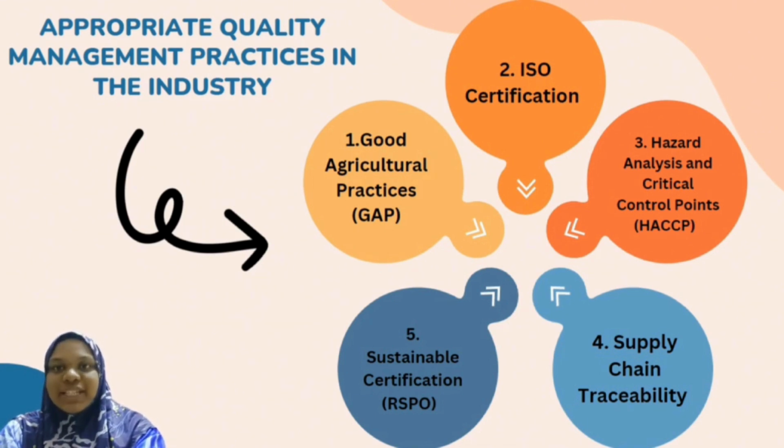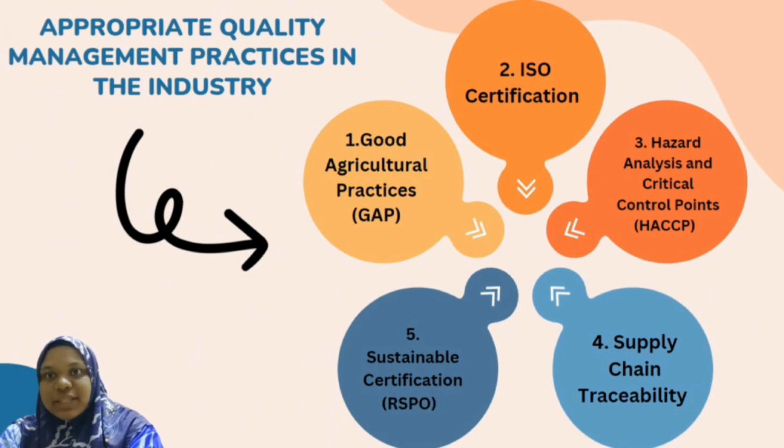Next is supply chain traceability. For this quality management practice, a transparent and traceable supply chain is crucial for quality control in the palm oil sector. This system identifies raw material origins and routes, ensuring accountability and maintaining high product standards. Transparent policies build trust, respond quickly to quality concerns, and align with sustainability goals, encouraging responsible sourcing.